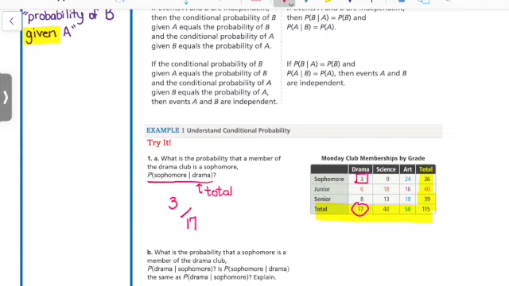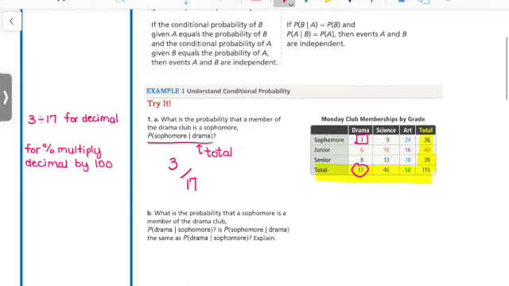Okay, so remember, to switch to a decimal, you would do 3 divided by 17. If we wanted the percentage, we would multiply the decimal by 100. So that's just percentage, fraction, decimal forms that you should already know, but if you forgot, that's okay. There's your note.